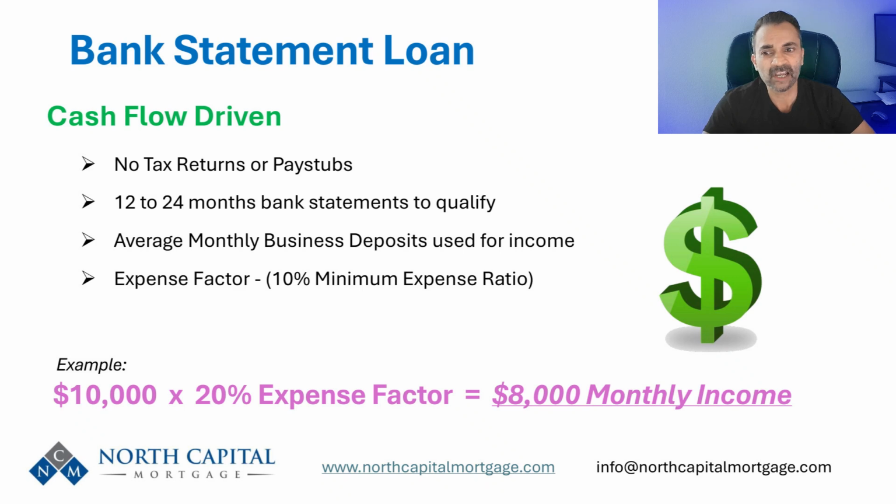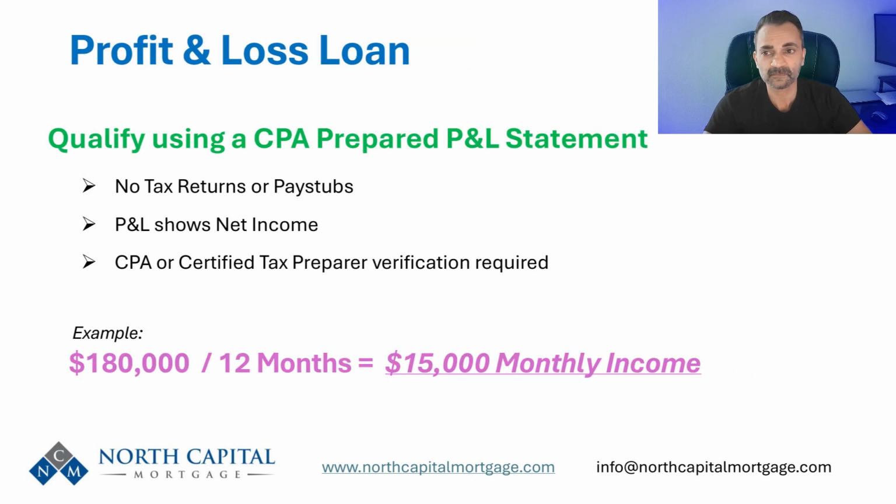And when we apply that, I'll give an example here. If we average $10,000 a month for your income, and we have a 20% expense factor, that's going to give us $8,000. And that's literally what we're going to use for your monthly income. Okay. So pretty simple, pretty self-explanatory, but a great way to circumvent the concerns of excessive write-offs on your tax returns.